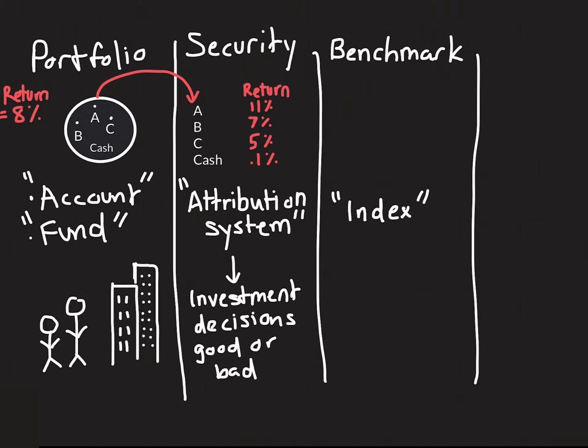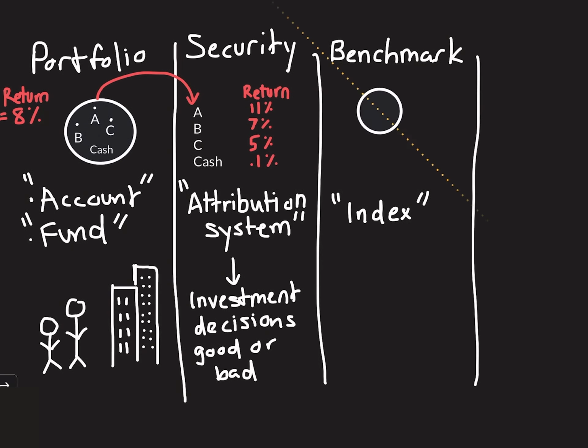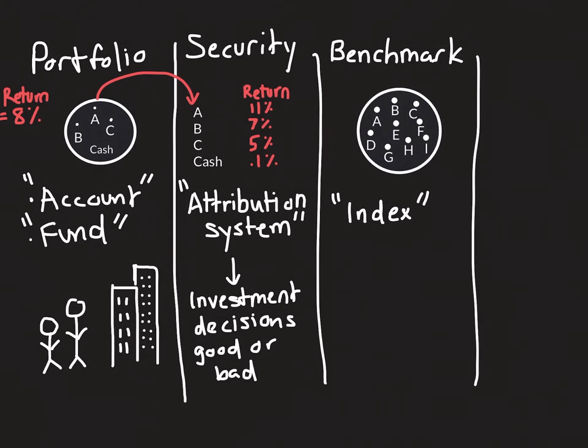So if we compare a benchmark to the other structures we discussed, a benchmark is similar to a portfolio. So here I'll draw a circle again. And like a portfolio, a benchmark holds securities, but usually many more than a portfolio. You can see I put 3 securities in the portfolio and 9 securities in the benchmark, but that was just for simplicity. Portfolios and benchmarks usually hold much more, but I couldn't fit that into my drawing here.